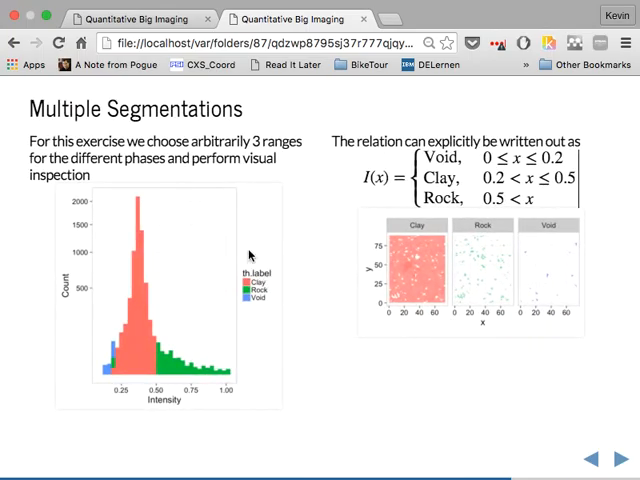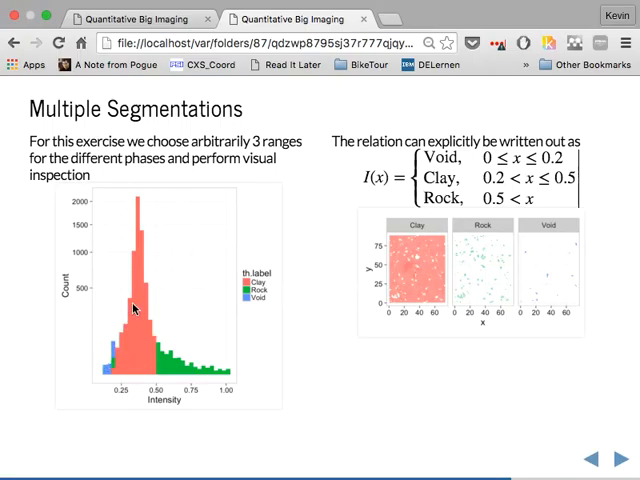What we can do is arbitrarily assign: this is void or air, where it's between 0 and 0.2. This is clay, where it's between 0.2 and 0.5. And this is rock, where it's basically anything above 0.5. And so we end up with these different phases in our image, and it's divided like this, so that you have the different divisions there. That shouldn't be green, but anyways.